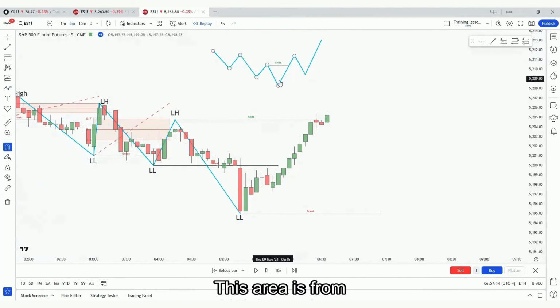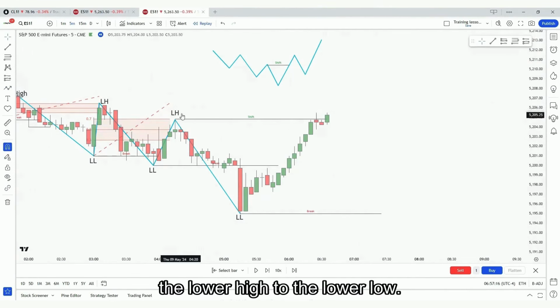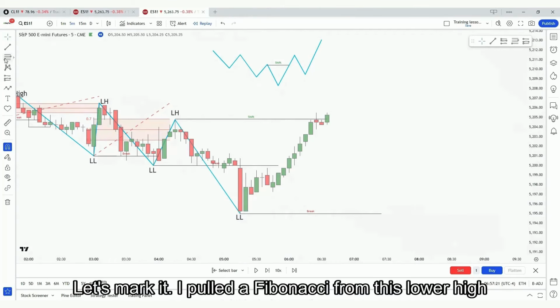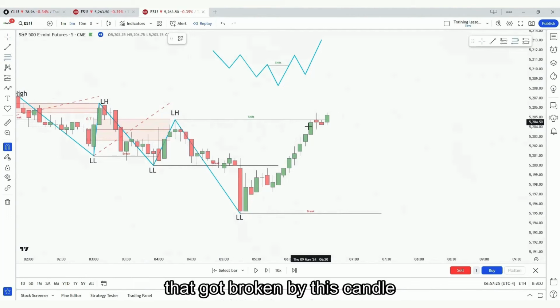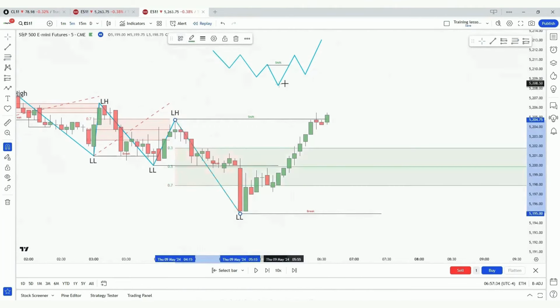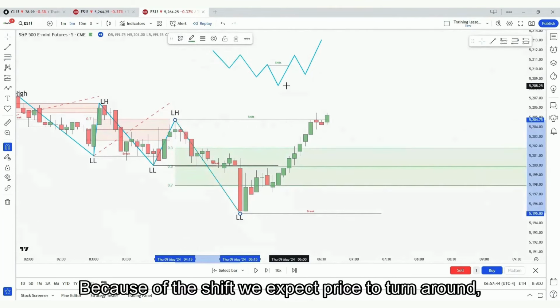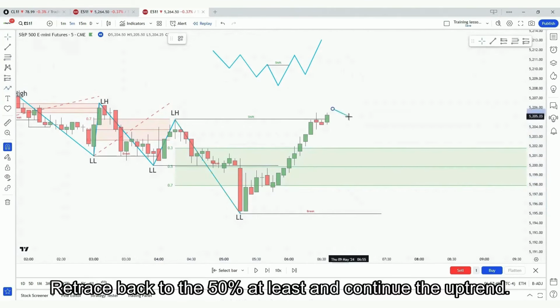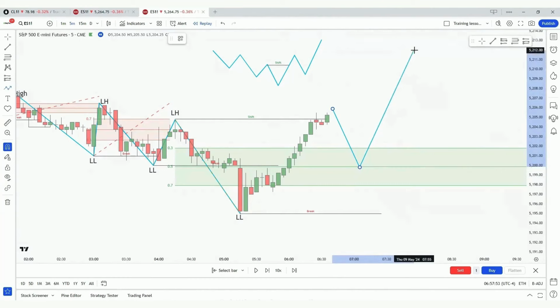This area is from the lower high to the lower low. Let's mark it. I pull the Fibonacci from this lower high that got broken by this candle to the lower low. Retracement area. Because of the shift, we expect price to turn around, retrace back to the 50% at least, and continue the uptrend.